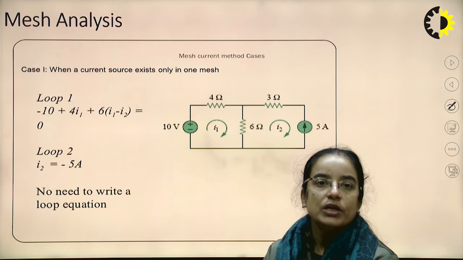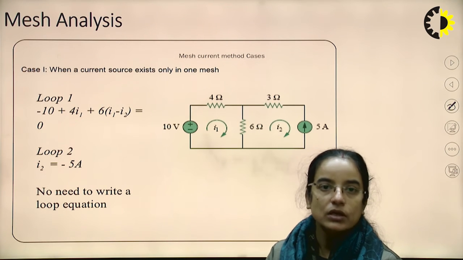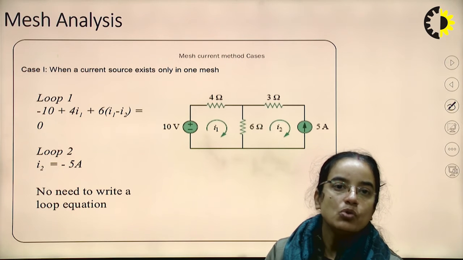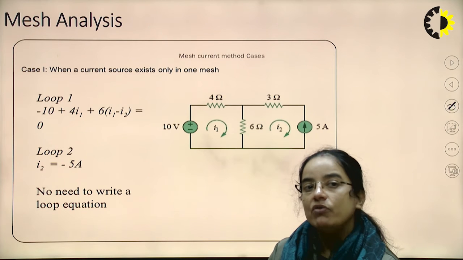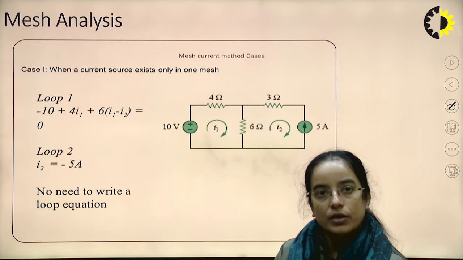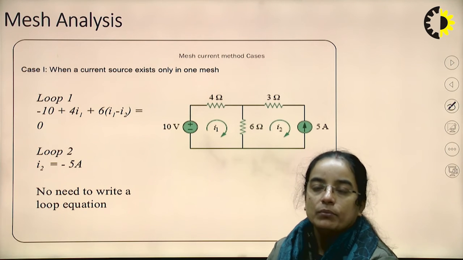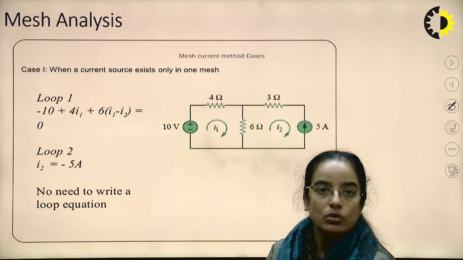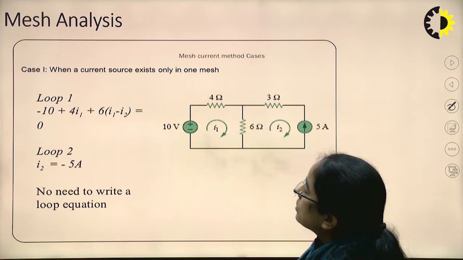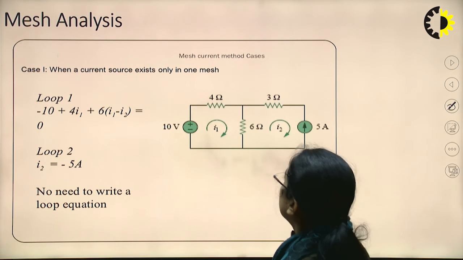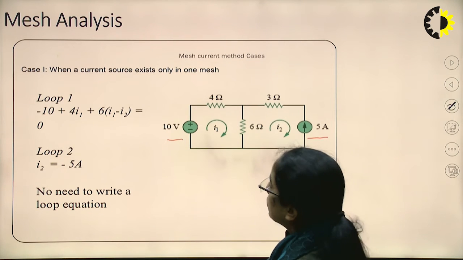Okay, so here now we will see the mesh current method. See here, one voltage source and one current source is there. So how will we solve this by mesh analysis? In the earlier lecture also we had seen the definition of super mesh and super node, so now this concept will come. When a current source exists only in one mesh, see here, this is the 10 volt voltage source and a 5 ampere current source is there.